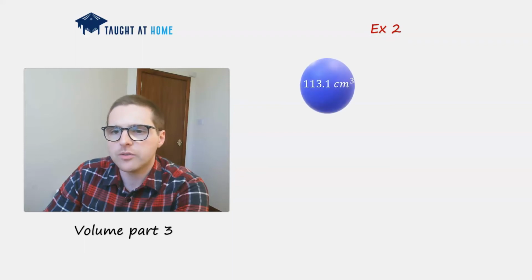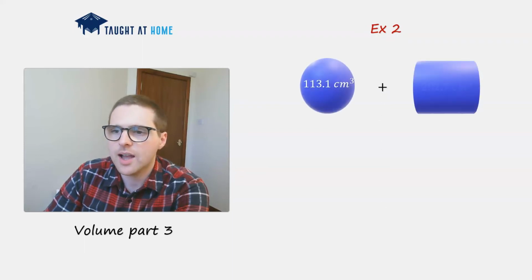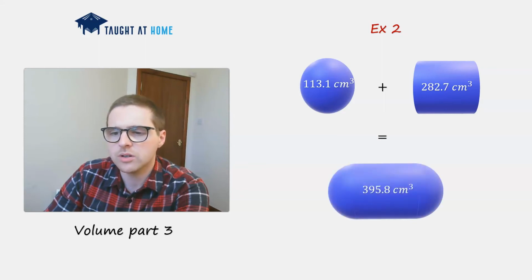And now we've got the volume of the 2 hemispheres and we've got the volume of the cylinder. Therefore, we can say that the total volume is the addition of these, which is 395.8 centimeters cubed.